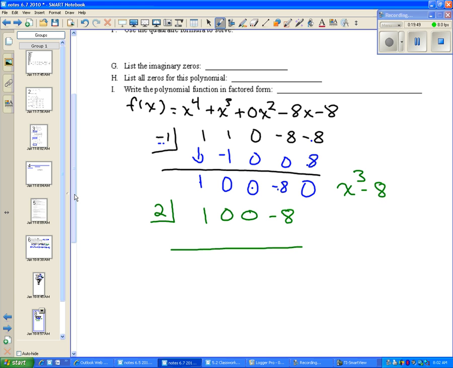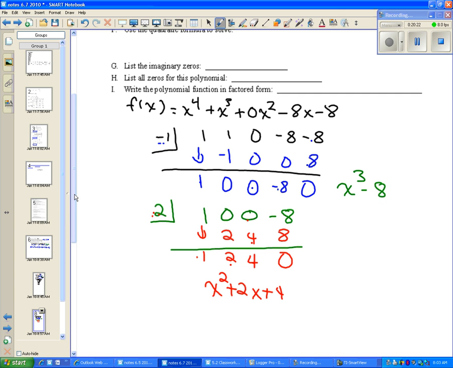Again, I'm now going to drop my first number, 1. And we say 2 times 1 is 2. 0 plus 2 is 2. 2 times 2 is 4. 0 plus 4 is 4. 2 times 4 is 8. Negative 8 plus 8 is 0. So now I'm left with the quadratic equation of x squared plus 2x plus 4.